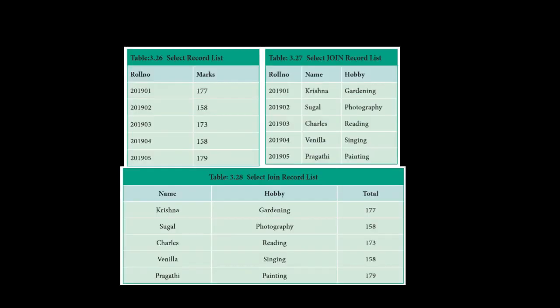And we'll get this table. Can you see the table? See here, the name, hobby and the marks have been joined. The name is there, then the hobby is there, then the total mark is there. So these two tables are joined. For this purpose only we are using this join clause. Okay, understood?